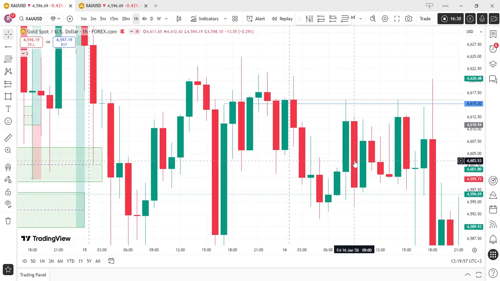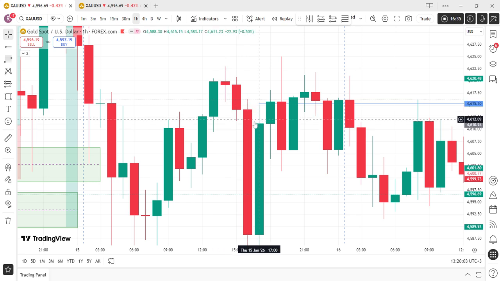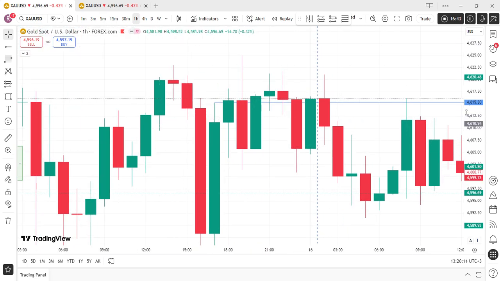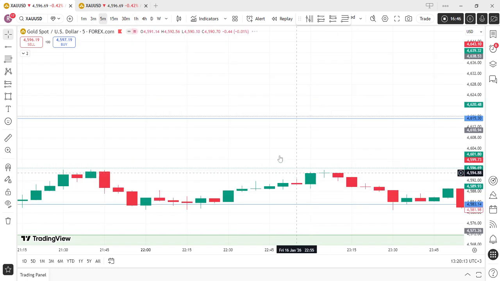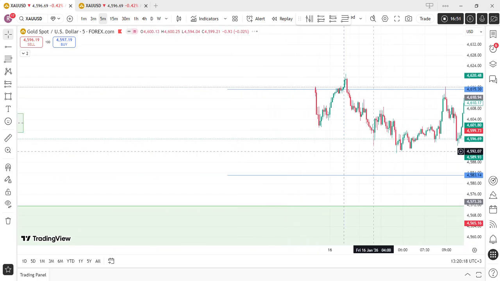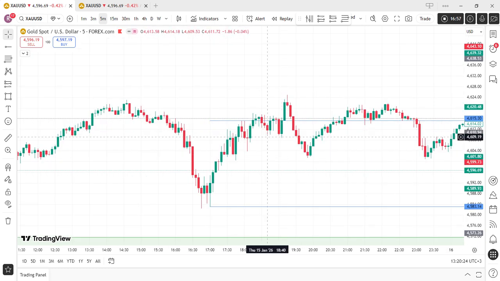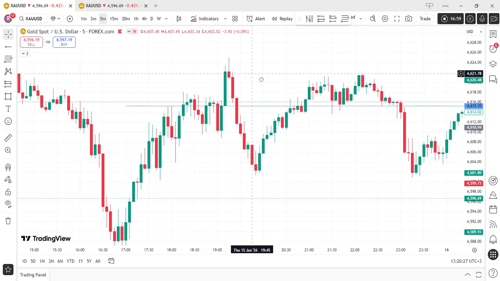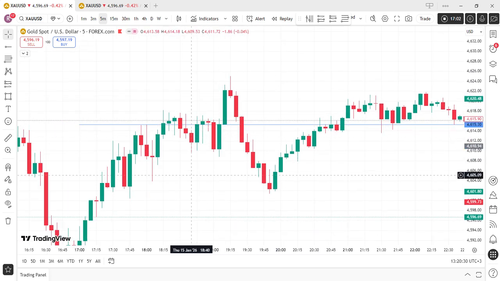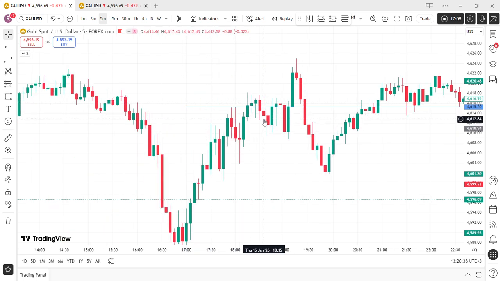So in this scenario, we had a purge of liquidity right here. Keeping in mind that we now have to switch to 5 minutes. We wait for a gap. Where's Thursday? Here we go. So this was the liquidity right here. We purged it. And what did price do? Remember, we were looking for a bearish gap right here so that we can sell. But instead, it's giving us a bullish one.